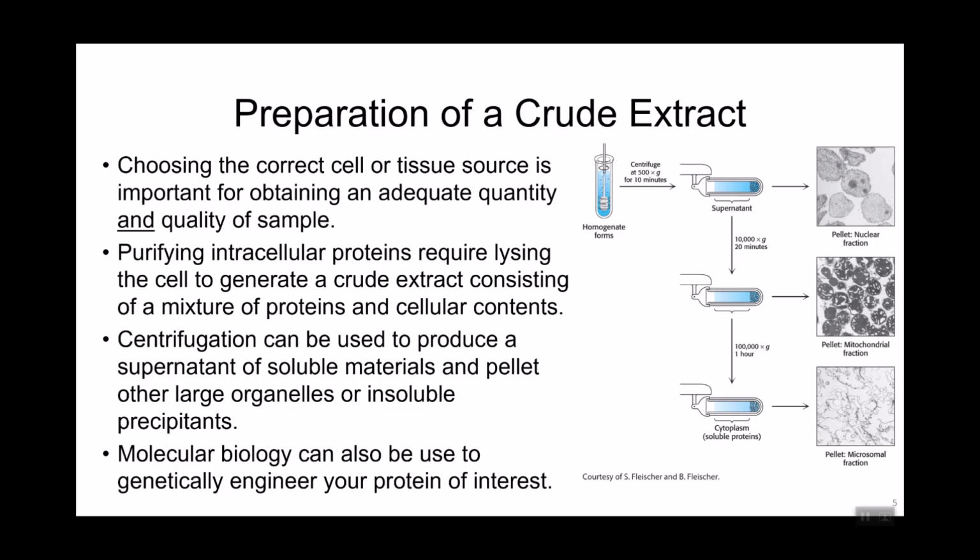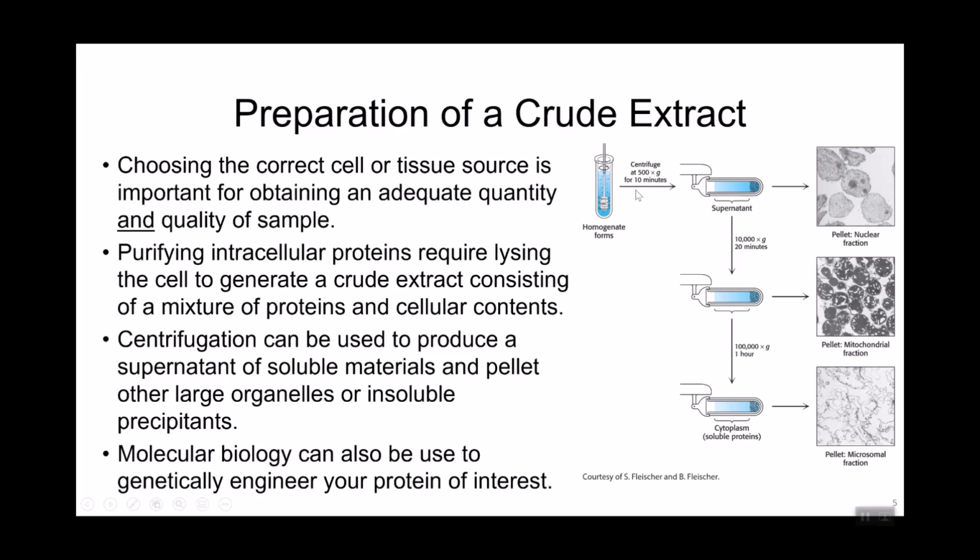The very first thing you need to do is choose the right cell or tissue source in order to obtain an abundant quantity of protein. So fibrin and albumin were some of the first proteins that were studied in the early 1800s, simply because you could isolate them from blood. You can then lyse or break apart the cells in order to purify the intracellular proteins, and this will generate what we call a crude extract.